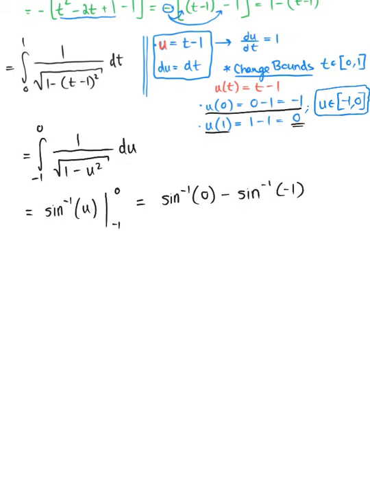And we know that sine of 0, of course, goes to 0, or inverse sine of 0 goes to 0. And inverse sine of negative 1 goes to minus pi by 2. So we have negative times a negative, leaving us with a beautiful final answer of pi over 2. So this is the definite integral for the f component of our vector.